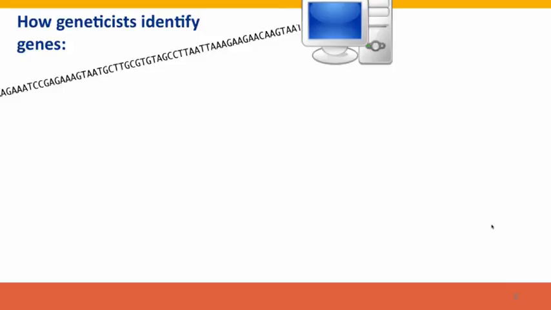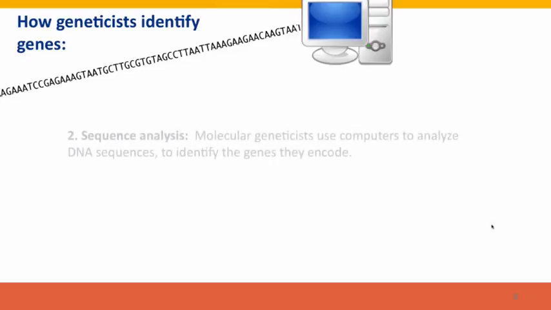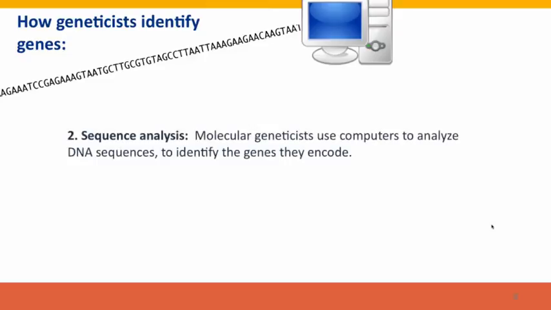For molecular geneticists, now we have access to enormous quantities of DNA sequences relatively cheaply. And that means that it's possible to do a lot of analysis without any crosses. So in many cases, we supplement or complement the genetic analysis, the crosses, with sequence analysis, where we use computers to analyze DNA sequences and to identify the genes that they encode.